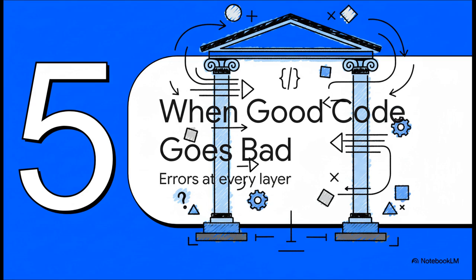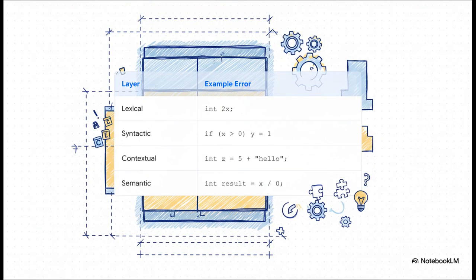Well, here's the payoff. When you understand these layers, you can understand your mistakes so much better. See, bugs aren't just random. They happen at very specific layers in this blueprint. Let's look at a few examples. Okay, check this out. At the lexical layer, you could have an error like int 2x. That's basically a typo. 2x isn't a valid word for a variable.